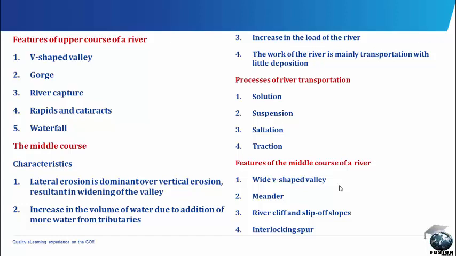River capture is also called river piracy or river beheading. This occurs when a river, through headward erosion, flows into a water divide and cuts off the headwater of another weaker river. 5. Waterfall. The waterfall is formed when a bar of resistant rock lies across a river valley.